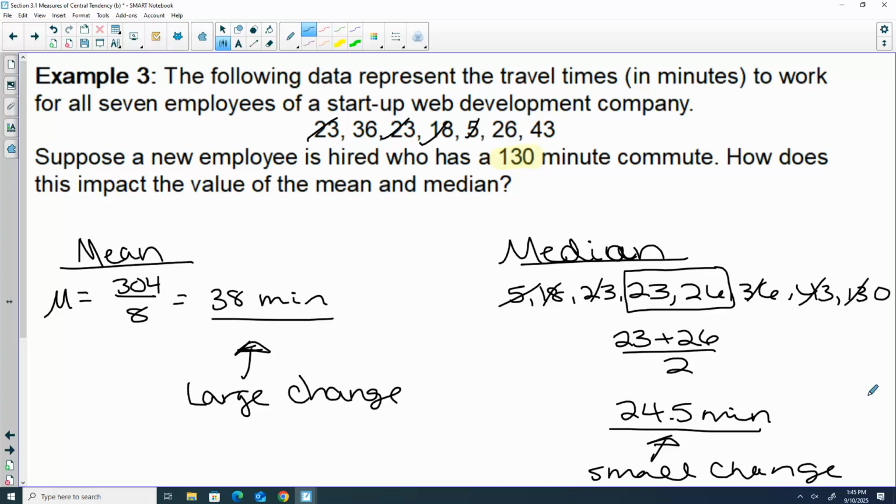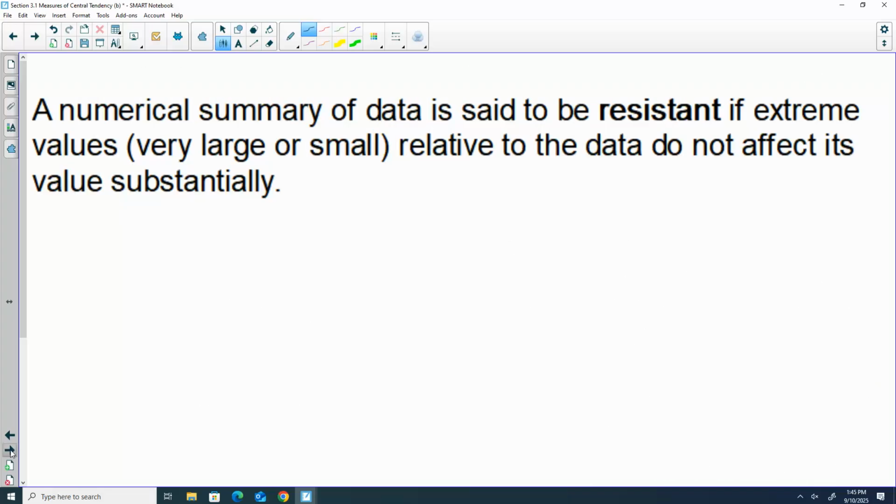So the mean is great if all of your values are about the same, if you don't have any really high or low values. But if you have those extreme values, something that's so much different than your others, median is better. We call that resistant. Resistant is when extreme values do not have a big effect.